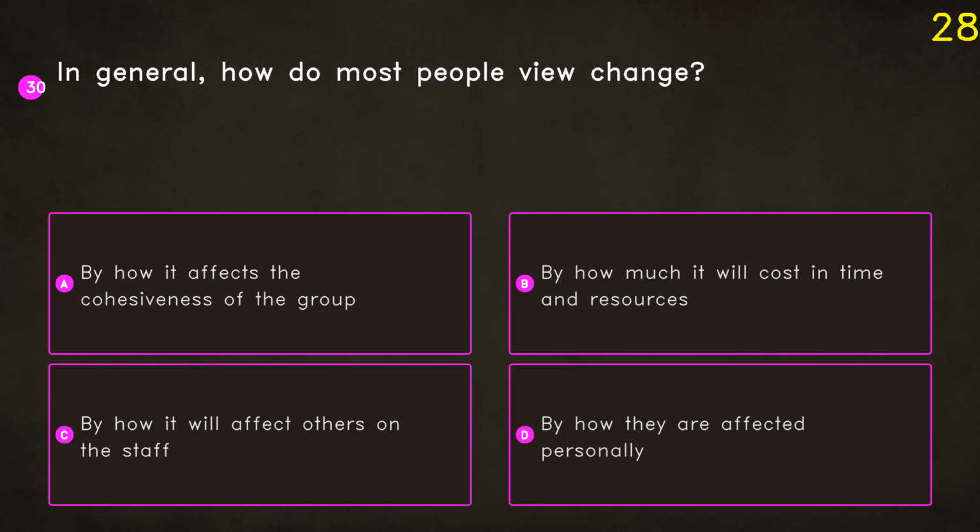Question 30. In general, how do most people view change? A. By how it affects the cohesiveness of the group. B. By how much it will cost in time and resources. C. By how it will affect others on the staff. D. By how they are affected personally.